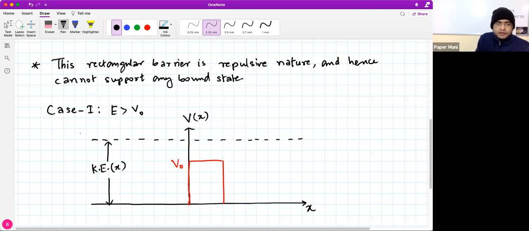So in this case, you have E. Now the total energy here is this one. The particle energy is this. Now what happens is, in this case also, the kinetic energy becomes the original one. The potential here is 0. All right. Now the potential energy here is 0.